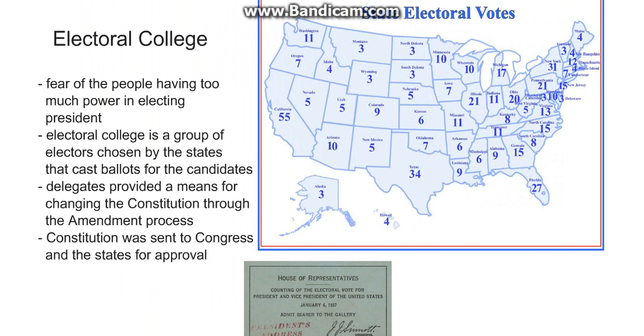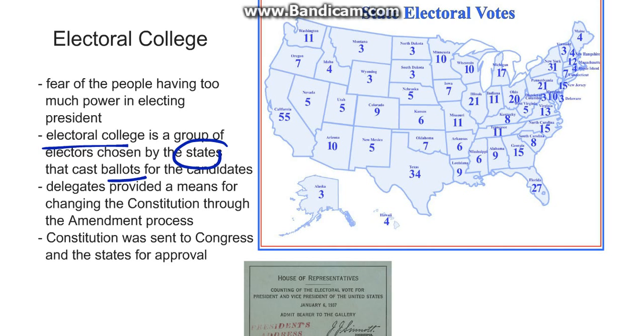The Electoral College. Because there was a fear of the people having too much power in electing the president, the Electoral College is created. The Electoral College is a group of electors chosen by the states to cast ballots for the candidates.